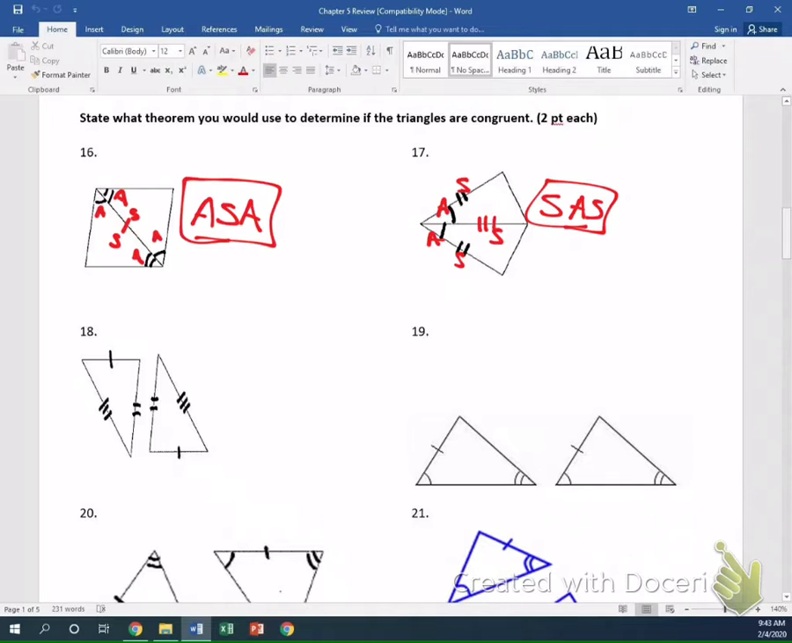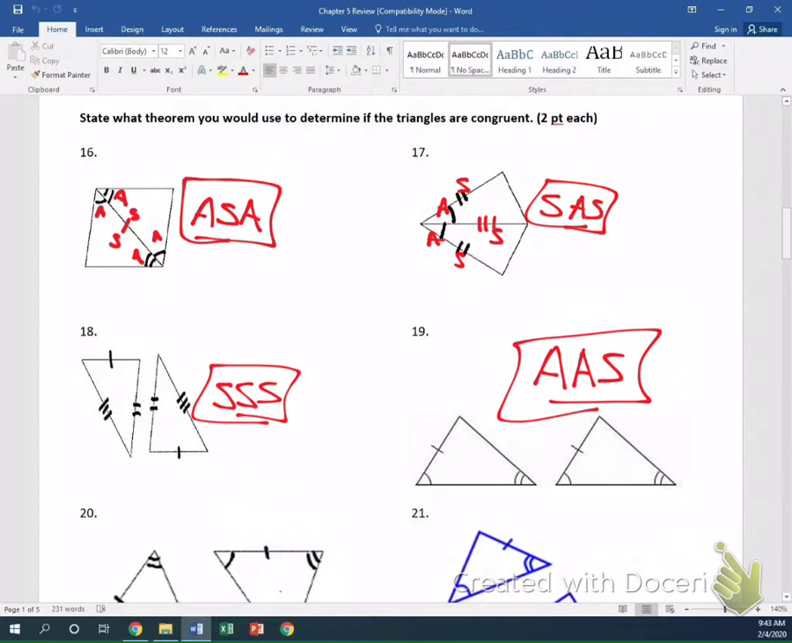All right, number 18 is side, side, side. Good. Number 19, angle, side. Good. How is this one angle, side?